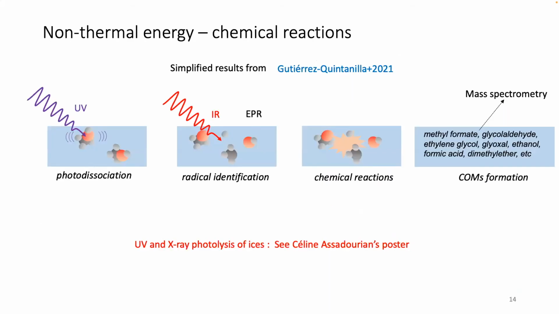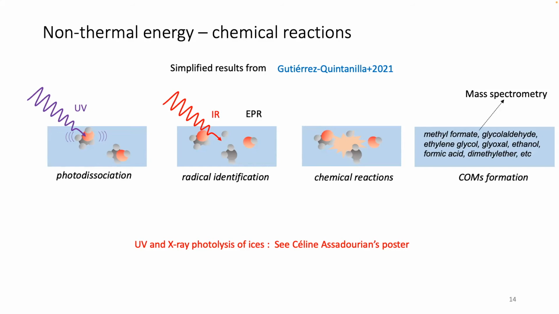Okay, so now I will switch to photon effects. So photons can create some chemistry in the bulk of the ice. Here I wanted to highlight a result from Gutiérrez Quintanilla 2021. It's from Marseille, from the PIN. So they studied an ice containing organic molecules. And what they wanted to see is the chemical reaction network, to try to unravel this network as precisely as possible.